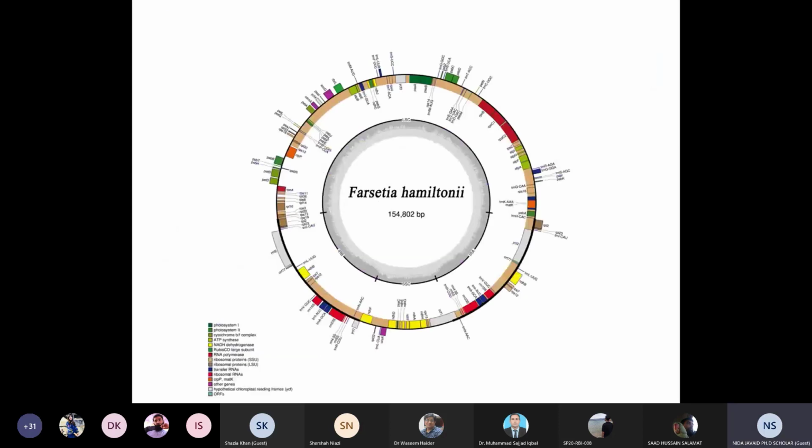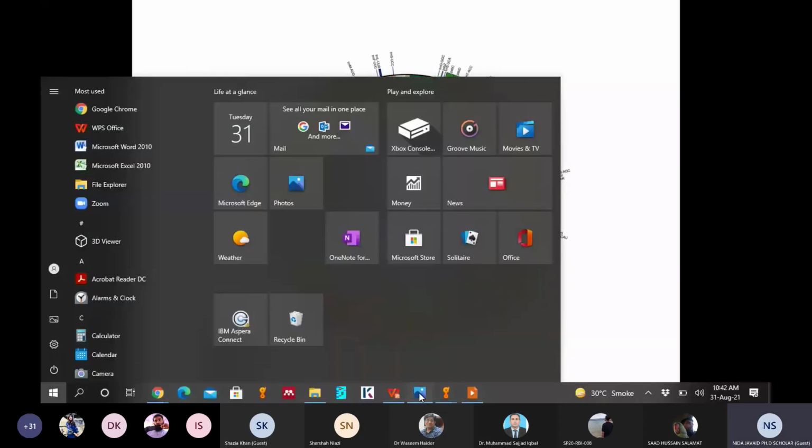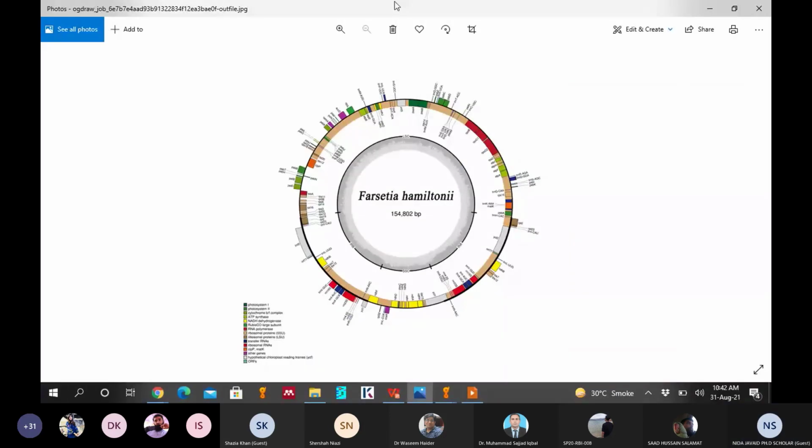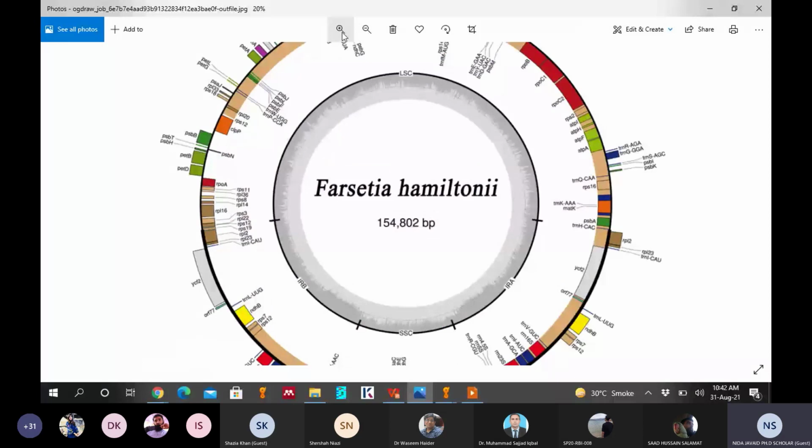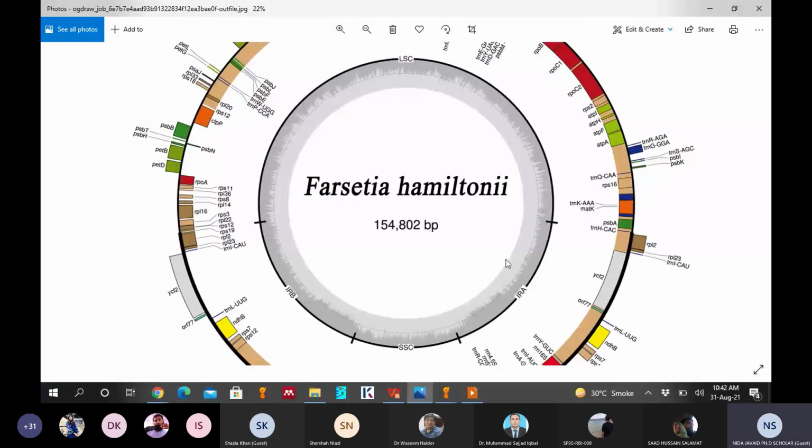This one is the structure of Farsetia hamiltonii. It is not expanding here, so I have displayed it in the other window. This one is right here. I can zoom it. These are the four regions: IRB, IRA, SSC, and LSC, and all the genes have been shown around it.